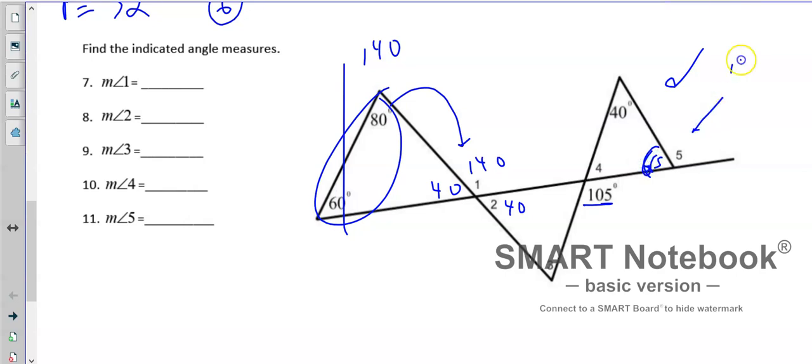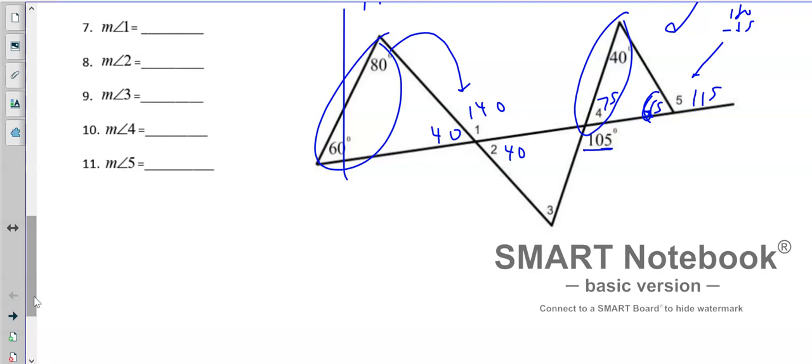And right here is 180 minus 65, so that's 115. And this external angle adds up to these two, so that makes this 75 right here. Which makes this 75 right here because of vertical angles. And if these two add up to 115, that means this right here is 65.